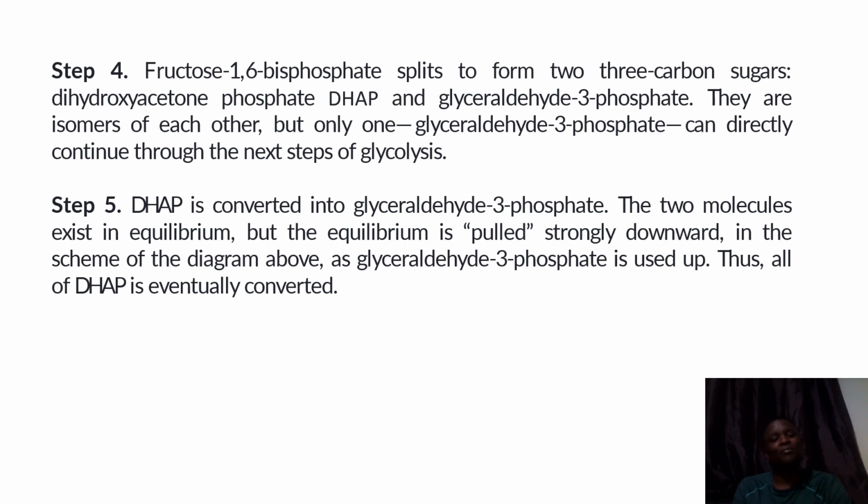In stage 5, we will have dihydroxyacetone phosphate converted into glyceraldehyde 3-phosphate. Now the two molecules obviously exist in an equilibrium form.